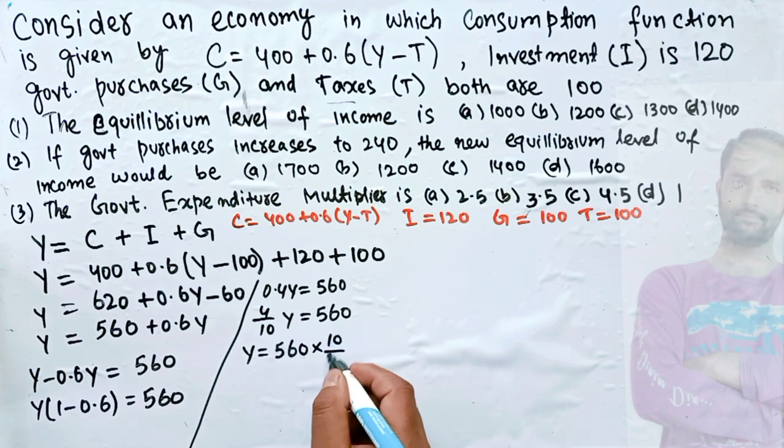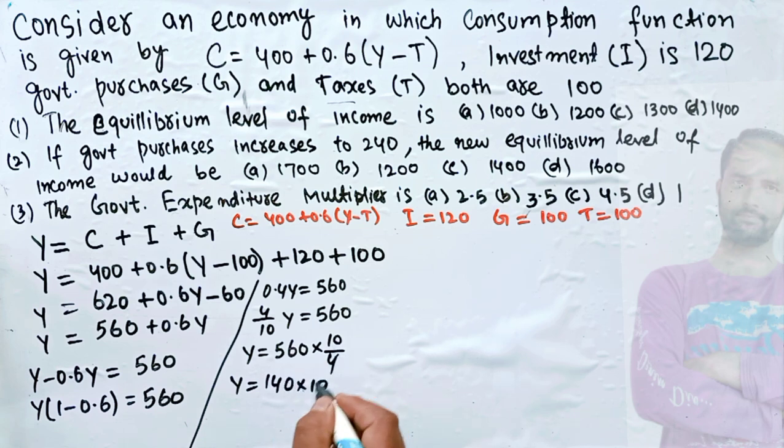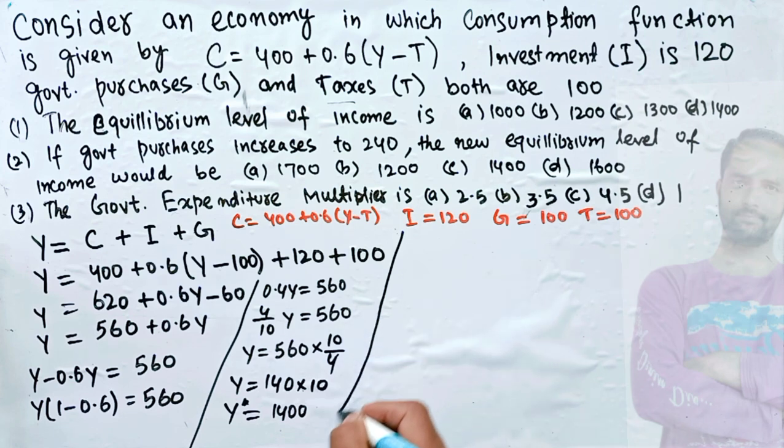Okay, so y is equal to 560 times 10 upon 4. 4 fives are 20, 4 fours are 16, 4 zeros are 0, so we have 1400 here. So our equilibrium level of income will be 1400. Okay, so equilibrium level of income is 1400.